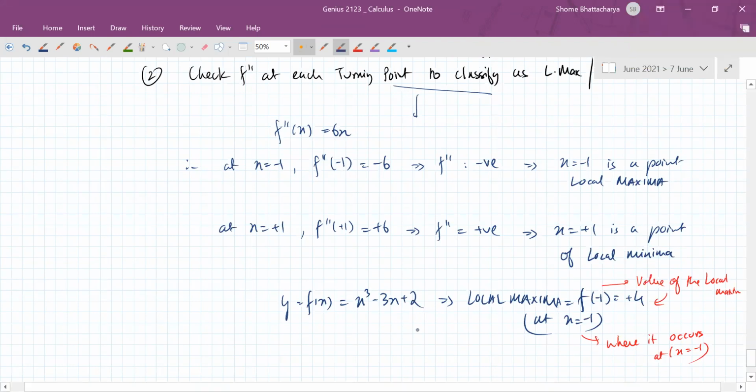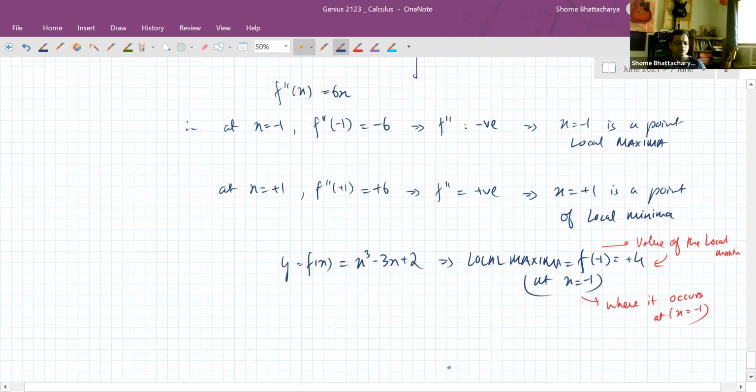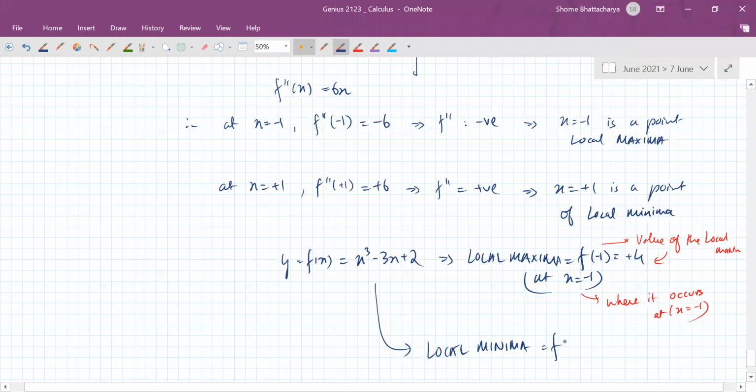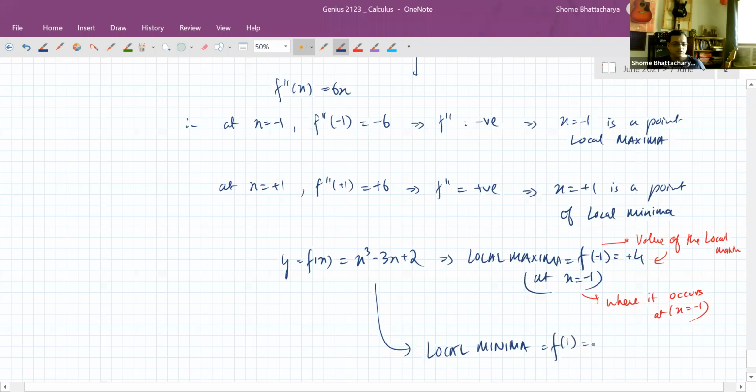Okay. Similarly, we will say that local minima. Sorry to say this, sir, but we have classes from 9:40 today. I understand. Okay, so let's just wind up. So that will become how much? 1 minus 3 plus 2 is equal to 0. Okay, so this is the value of local minima, and it is occurring at x equal to 1.